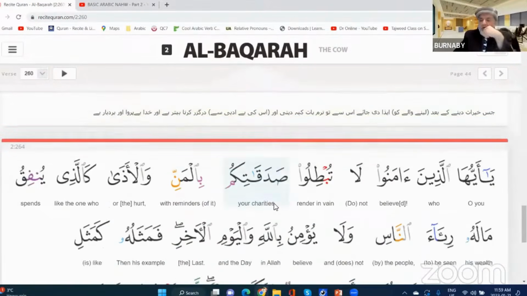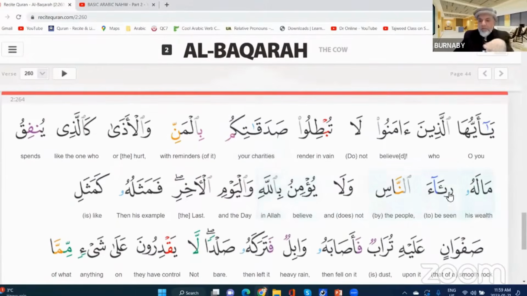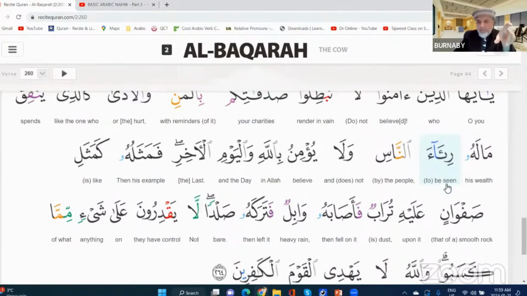Okay. Since we have time, let me just read quickly one more ayah, because the idea is not the reading. The idea is to complete the message so that we all get a good, clear message out of this.